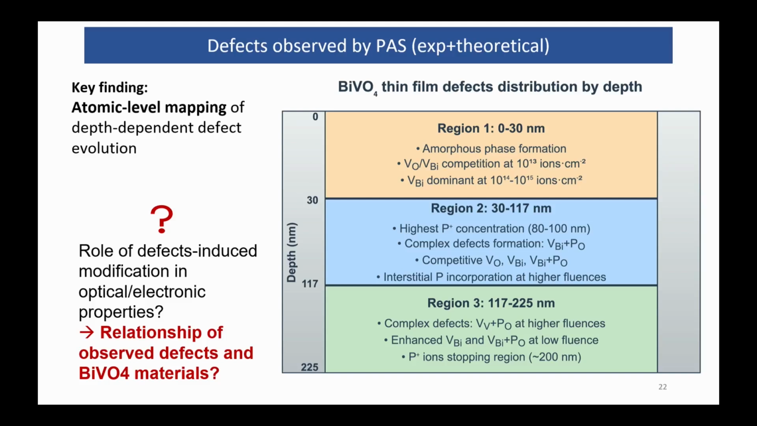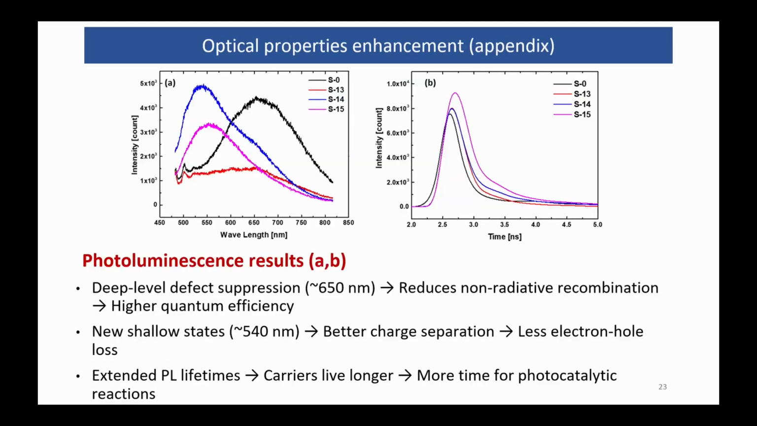So the question right now, after defect identification, is what is the role of defect in modifying the material property? So after this, we need to build the relationship between the observed defect from positron and this material. So we connect to other chemical group to see that our defect can improve some property like less electron hole loss or more time for photocatalytic reaction or higher quantum efficiency.